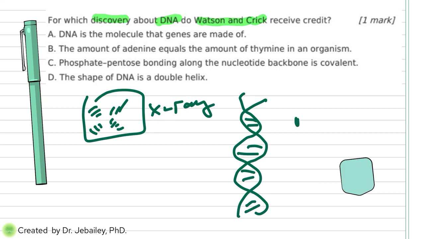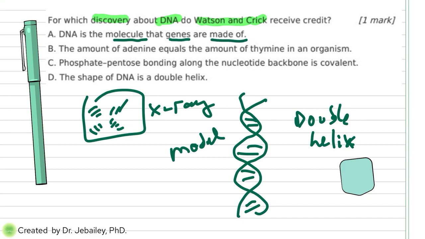Right? So it's a double helix. And this model is what these two men created. So what's the credit they made? It was for the model that they created right here. So the first one says DNA is a molecule that the genes are made of. No, at this point, they didn't go into those details about DNA being the genes. Option B, the amount of adenine equals the amount of thymine. That's Chargaff's rules, which is not about them.